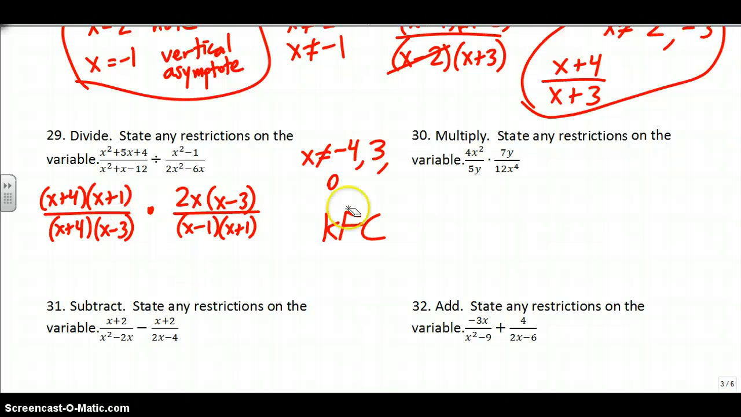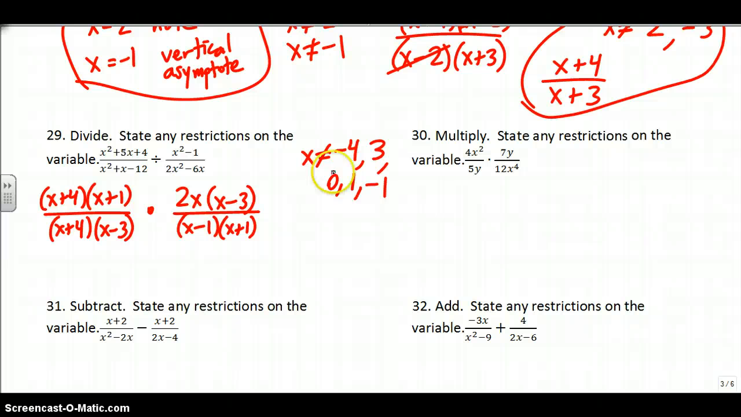Now, we KFC'd. But here's an issue that just popped up. Since we flipped the fraction, these are now on bottom as well, okay? So with division, you have to keep this in mind because now these are in the denominator, which means they can't equal 0 either. So x also can't equal 1 or -1. There's actually 5 restrictions total. With division, just remember you have to check the top and the bottom of the second fraction, all right?